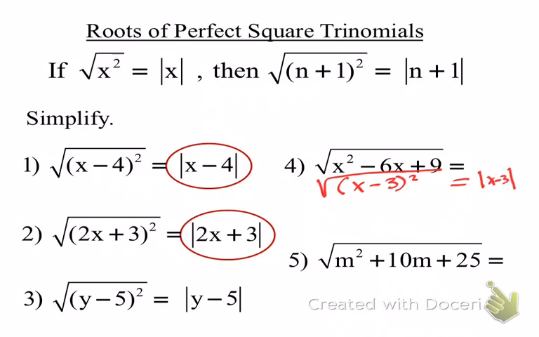Okay, bottom one. Why don't you guys all do it? Go. Molly. The absolute value of m plus 5. Okay, so when we factor it, first of all, I want to see the 3 steps. M plus 5 squared is the first step. And then when I simplify that, I get the absolute value of m plus 5. Are there any questions? Okay.